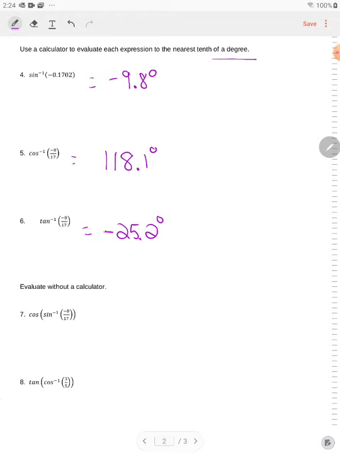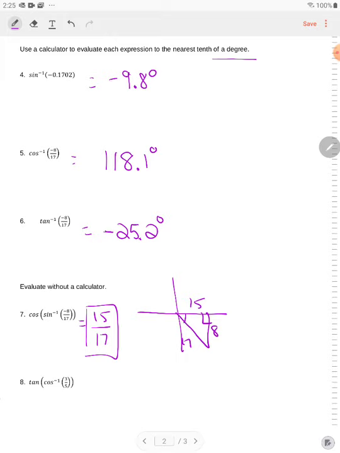Okay, so we want to evaluate without a calculator. Whenever you see these, that means draw a picture. Okay, so we will draw a picture for the first one. Sine inverse of negative 8 over 17. That's in quadrant 4 because sine inverse is negative in quadrant 4. It's opposite. So here's our angle, 8, 17, and we know this is 15 by Pythagorean theorem. So the cosine of an angle in quadrant 4 is adjacent over hypotenuse. So this answer becomes 15 over 17.